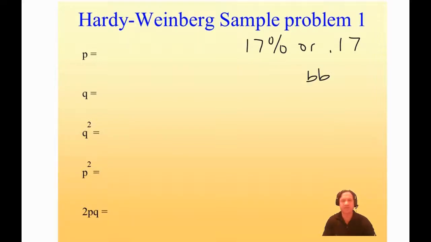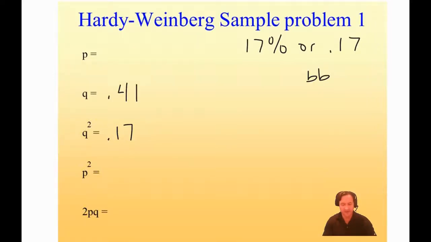Now, which of our variables means being homozygous recessive? Well, the answer, of course, is that would be q squared. So q squared would equal 0.17. Now that we have q squared, it is easy to find q. Just plug into your calculator 0.17 and find the square root. And if you do that, you will get q equals 0.41.